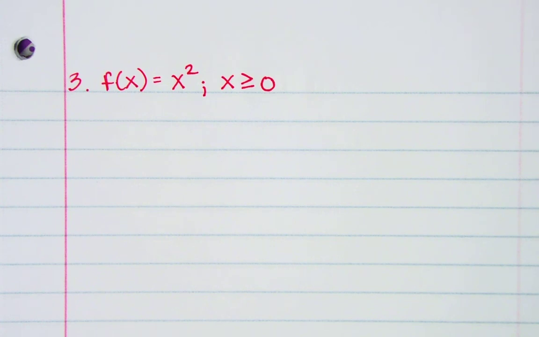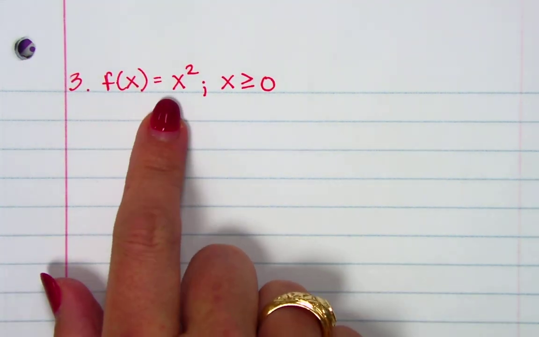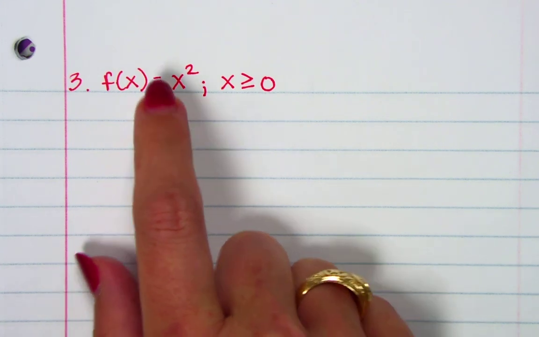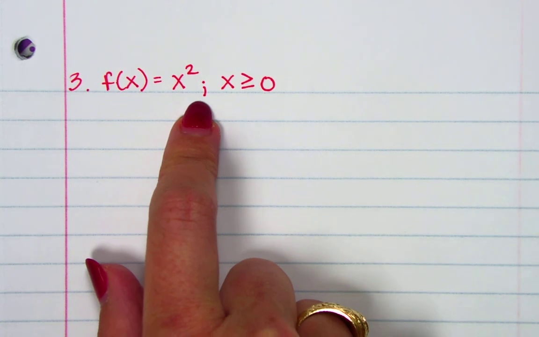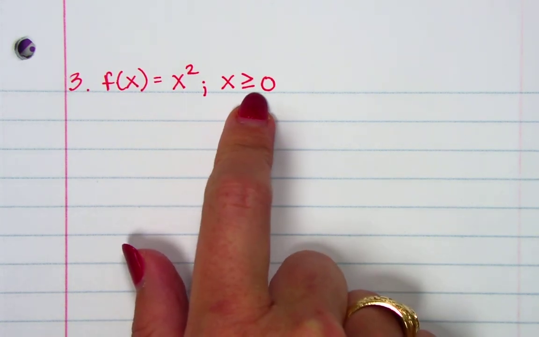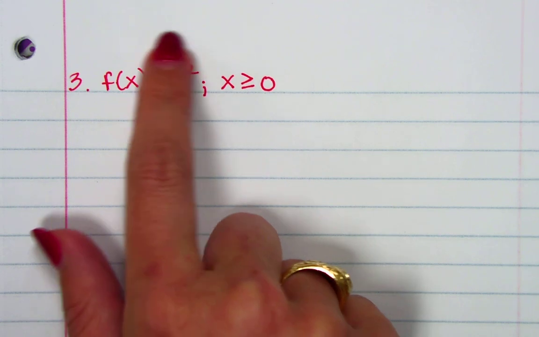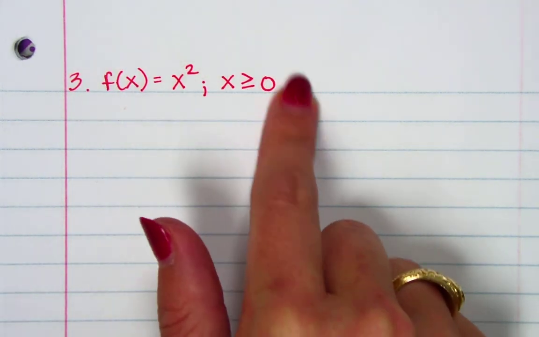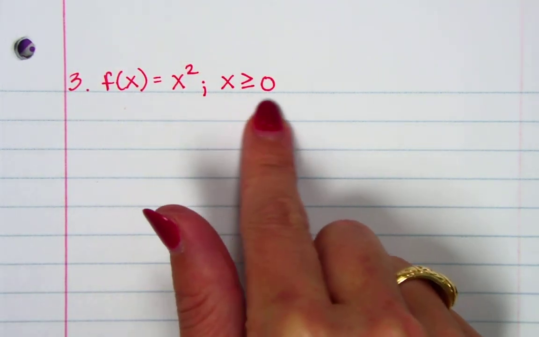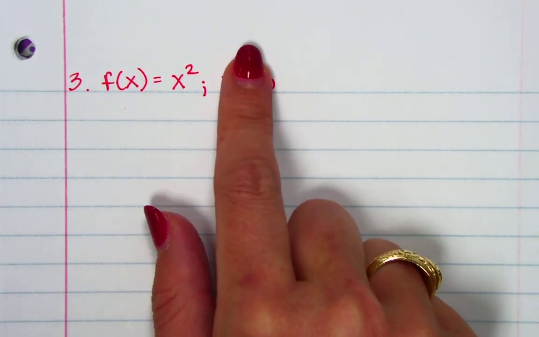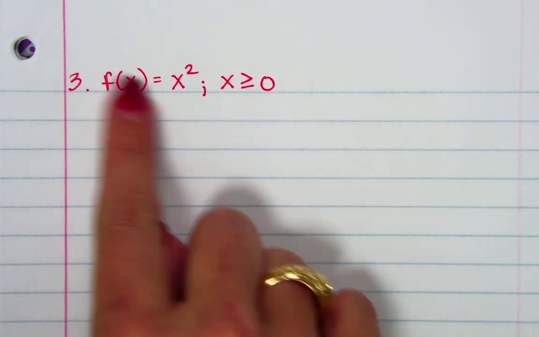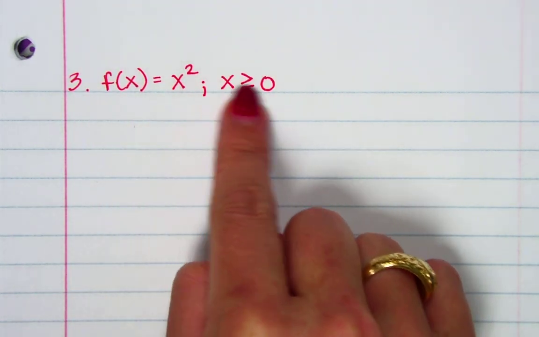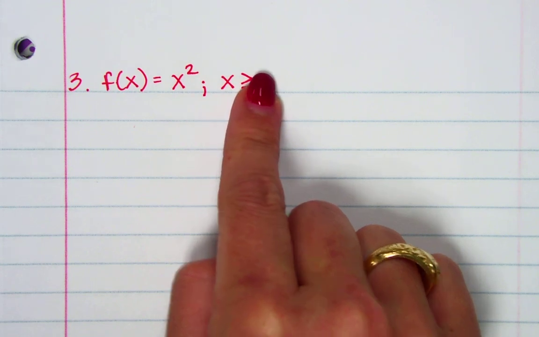Okay, number 3. We're going to be doing the same thing. It's f of x equals x squared. When you see these where it's squared, they're also going to have this little semicolon with x is greater than or equal to 0 next to it. This is the function that you're solving. This is giving you more information about the graph of the function, which I'm going to explain in just a minute. But first, we'll solve it, and then I'll explain what this is saying. They're giving you information about the domain of the graph of the function.